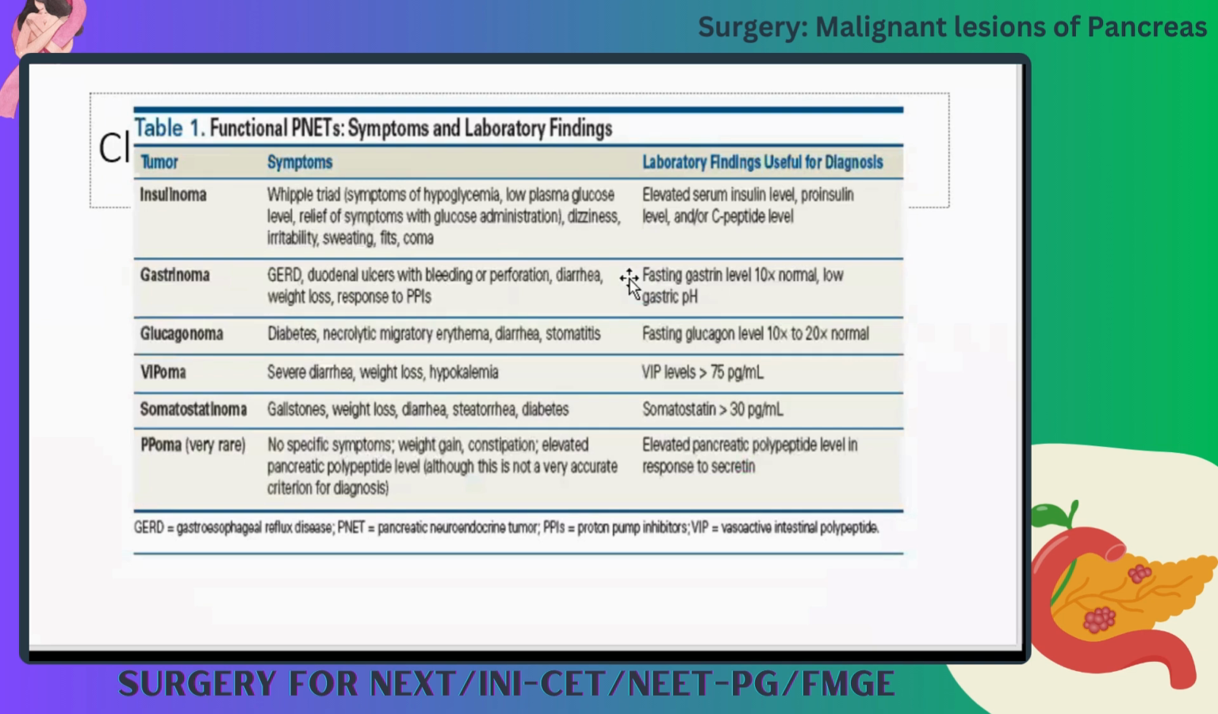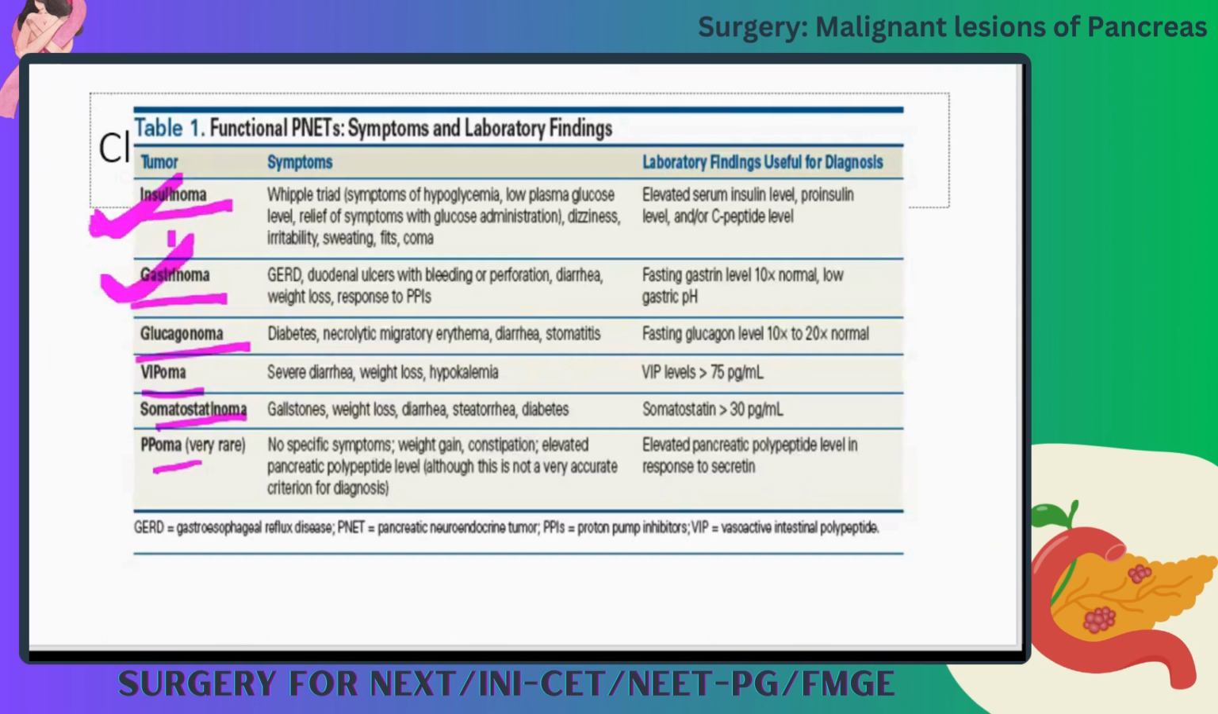So till now we have discussed pancreatic tumors. There are some tumors like neuroendocrine tumors, belonging to the endocrine cells. Pancreatic neuroendocrine tumors, examples of which are insulinoma, gastrinoma, glucagonoma, VIPoma, somatostatinoma, PPoma. Many are there, but the only important ones for us are insulinoma and gastrinoma.